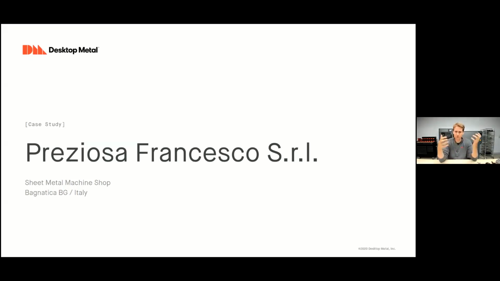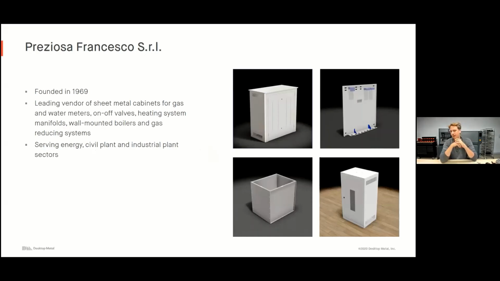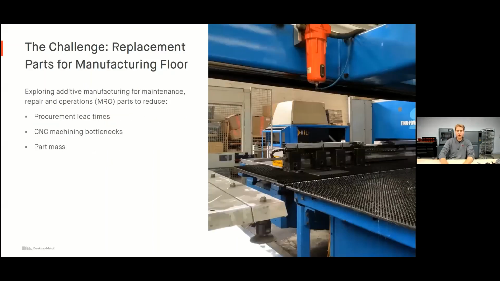The last customer we talked about today is Prezioso Francesco. They are a leading vendor of sheet metal cabinets for gas and water meters, on-off valves, heating systems, manifolds, etc. They service mostly the energy, civil, and industrial plant sectors. So the challenge for them is really these replacement parts for their manufacturing floor. They're really exploring additive manufacturing to help them with their maintenance, repair, and operation parts, their MRO.